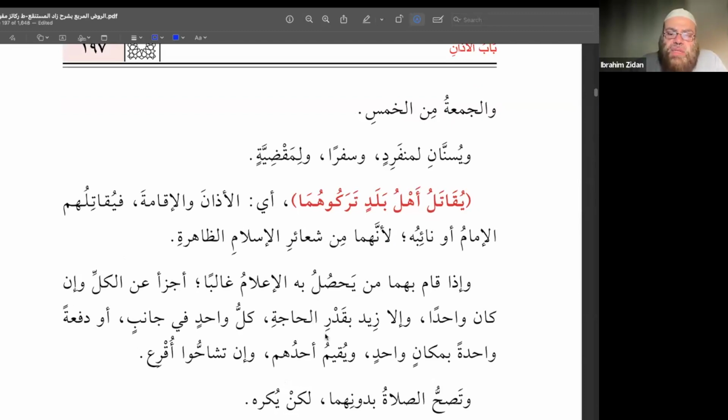This is what the objective of the adhan is, for people to know the time of the salah has started. And this is what he says, من يحصل به الإعلام غالبا, as far as how far it reaches. So if it's one adhan, then it's sufficient if it reaches everyone. وإلا زيد بقدر الحاجة, or to have more than one adhan according to the need. This is with regards to one place.